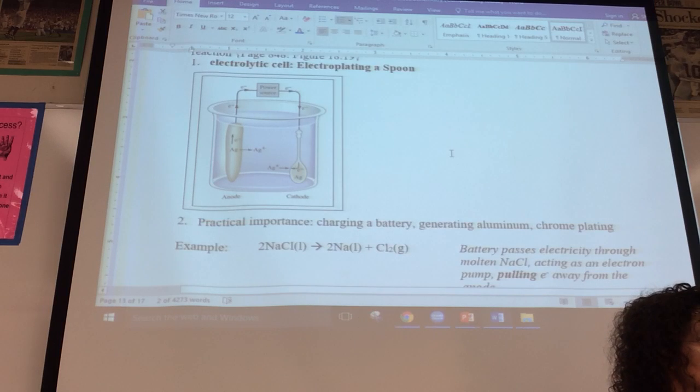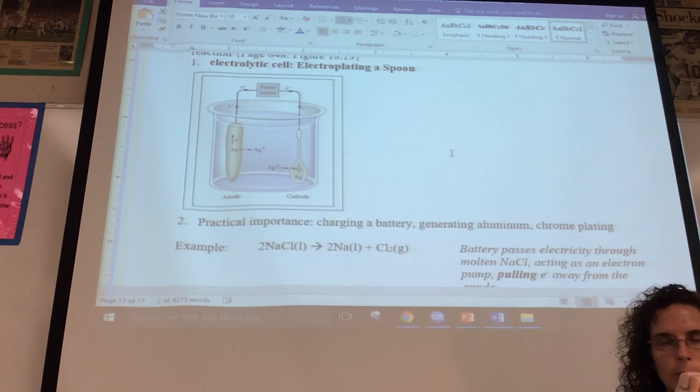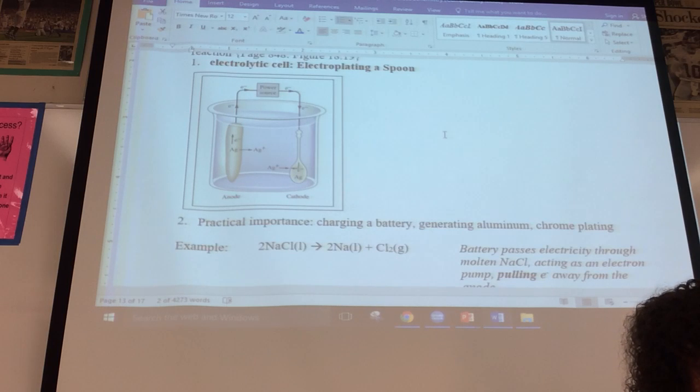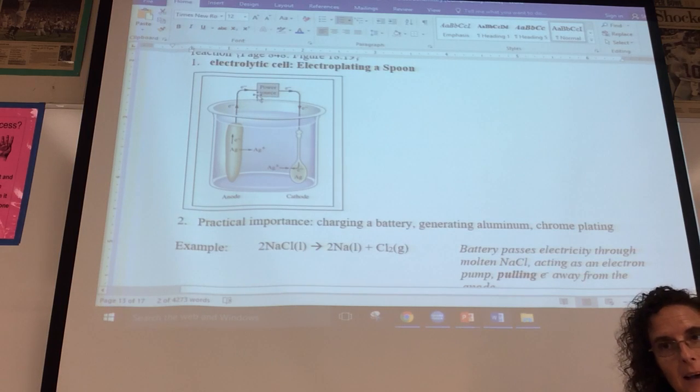Now, this is not in your notes, nor is the other, because when I went through period 2, I thought about it, and I'm not sure that I said it clearly enough. So I'm hoping this will clarify it, although maybe you didn't need it. So here's the power source, and right away you recognize it as an electrolytic cell.